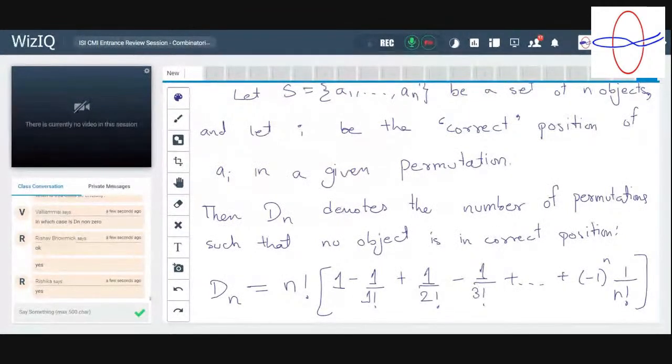Fine. In which case is DN non-zero? When do you see DN being 0? There is only one case where DN is 0. That's when N is 1. For every N greater than 1, DN is always non-zero. Fine.